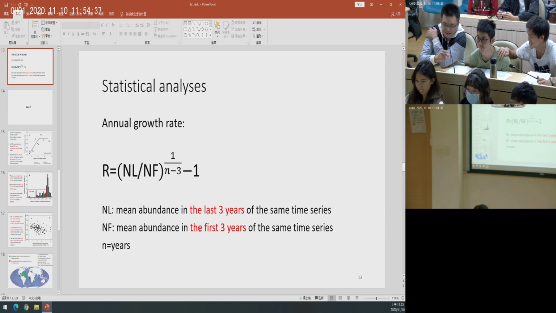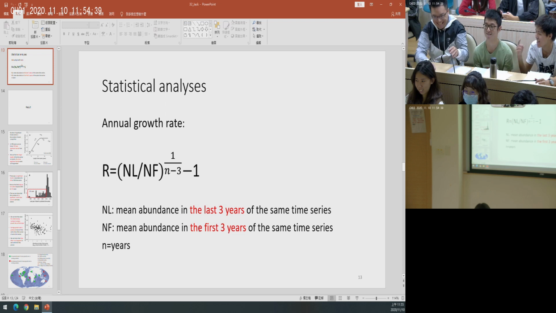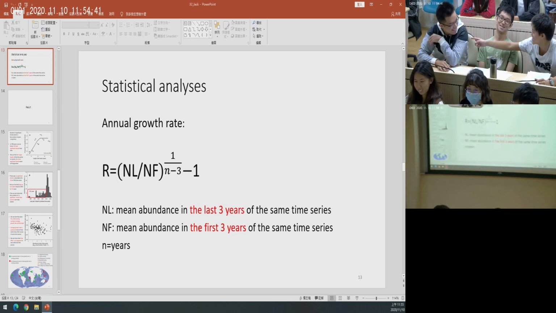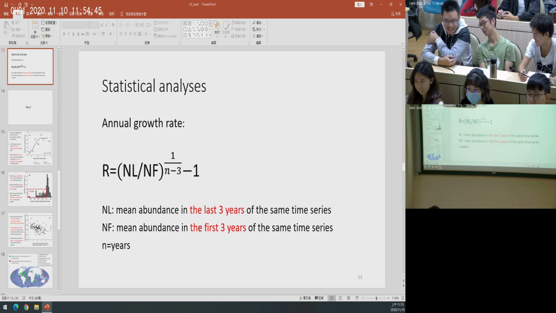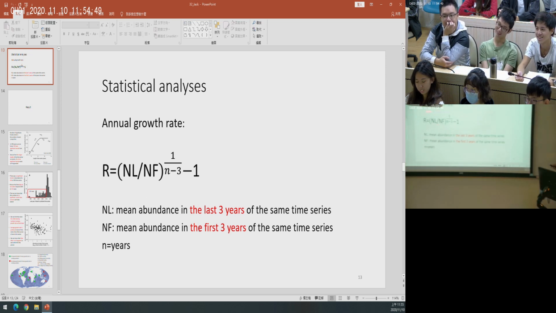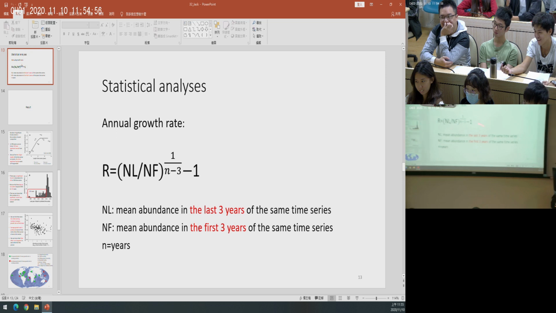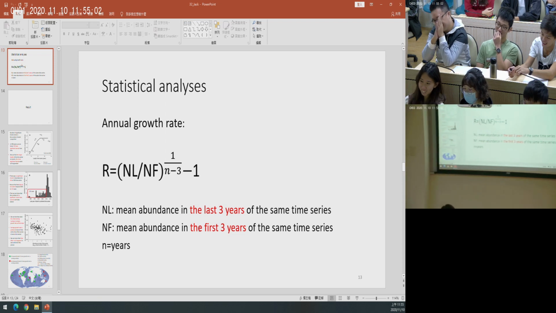I don't know because the paper only shows the increase formula, but it didn't say where they get the formula.